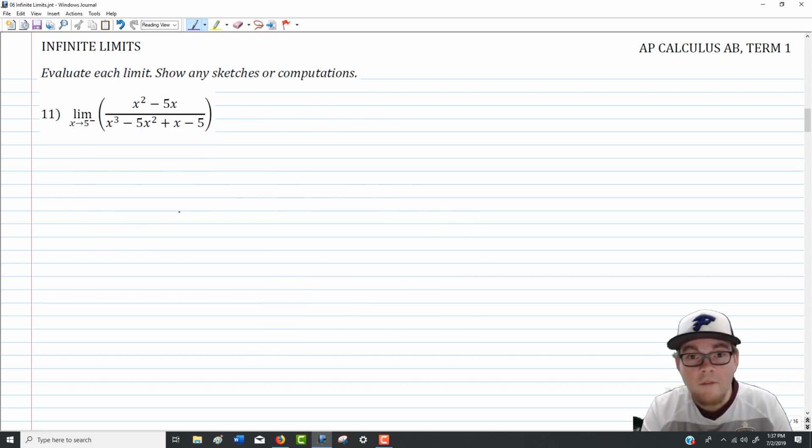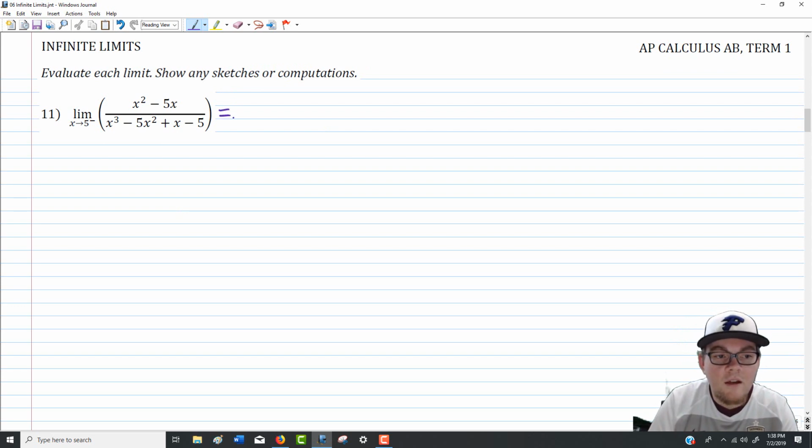That brings us to question number 11, which looks like a super souped up version of the last question we attacked, number 9. So in this case, we have a quadratic polynomial over a cubic polynomial, and we're taking the limit as x approaches 5 from the left side. So this looks like this could be a problem. But we don't necessarily have to go that way. Let's play it safe. Here's kind of my thought here.